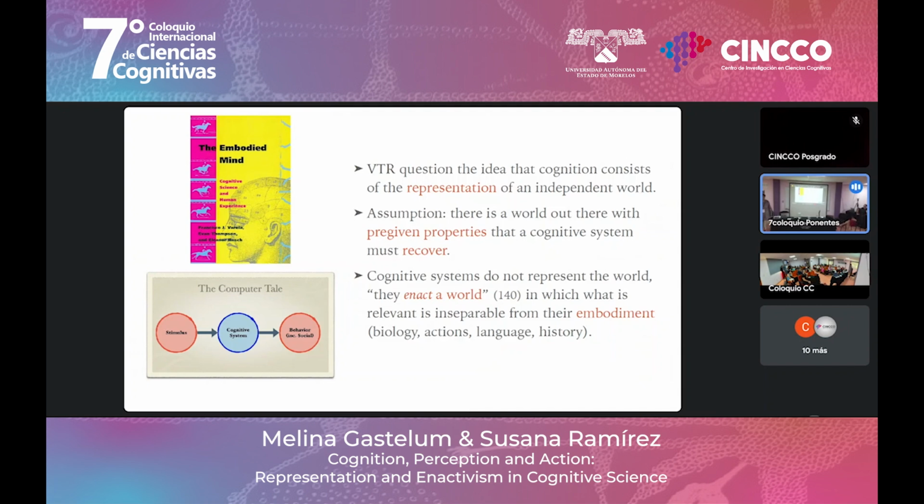According to Varela, Thompson, and Rosch, cognitive systems don't represent the world, they enact the world. And this enacting is, well, I'm going to that in the next slide. So in this enacting, what is relevant for the cognitive agent cannot be separable from, cannot be independent of, its embodiment, its biology, its actions, its language, and its history, at different levels.